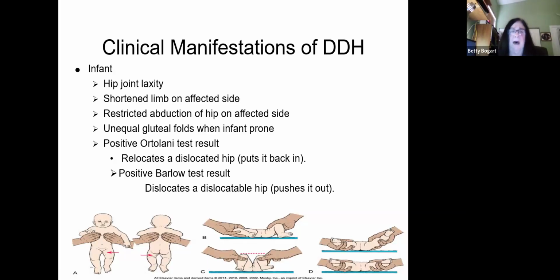We also will see a positive Ortolani. It relocates a dislocated hip, and then a positive Barlow dislocates it. So it dislocates and relocates. This is that clicking that you hear. That is a DDH.